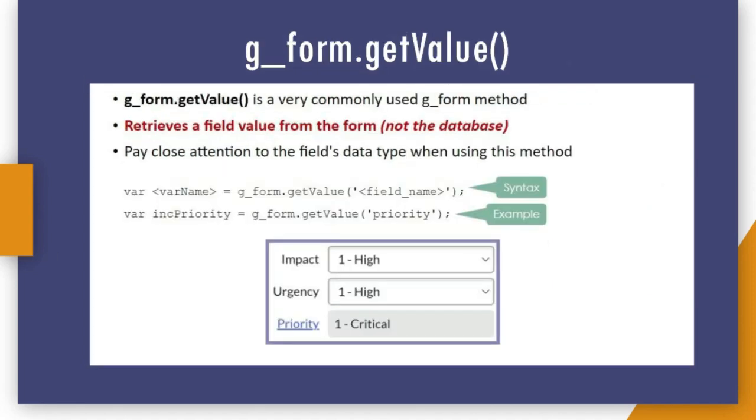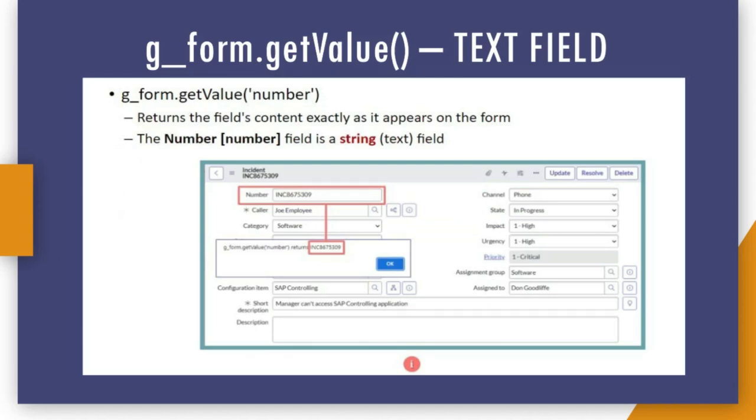So g_form.getValue is a very commonly used g_form method which will retrieve a field value from the form, not the database. Pay attention to the field's data type when using this method, like var priority = g_form.getValue('priority'). So we have to be very vigilant on how we use our data type when using the method.